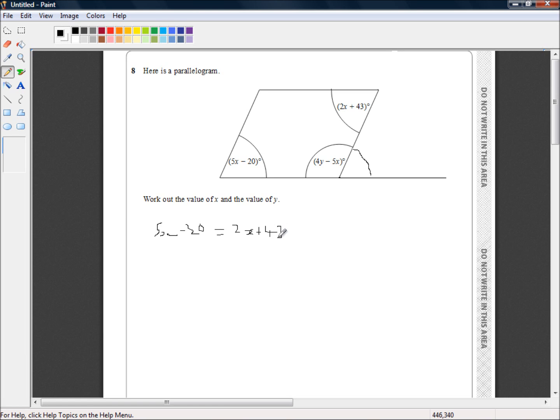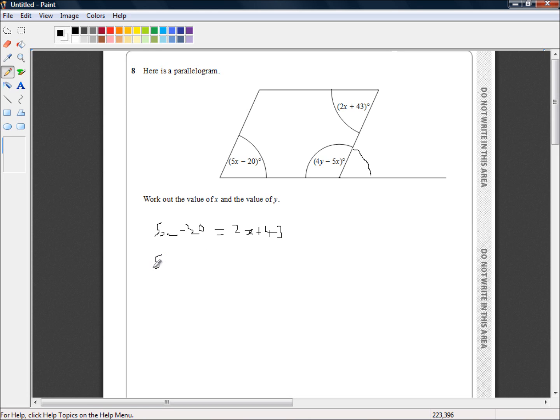A little bit of elementary algebraic manipulation is required. If we move the x over to the left and the numbers over to the right, we're taking the 2x over to the left, so it becomes negative 2x. In other words, we're subtracting 2x from both sides of the equation. And we're also taking the negative 20 over to the right hand side, in which case it changes sign to become positive 20. In other words, we're adding 20 to both sides of the equation. So we're subtracting 2x and adding 20 to both sides of the equation.